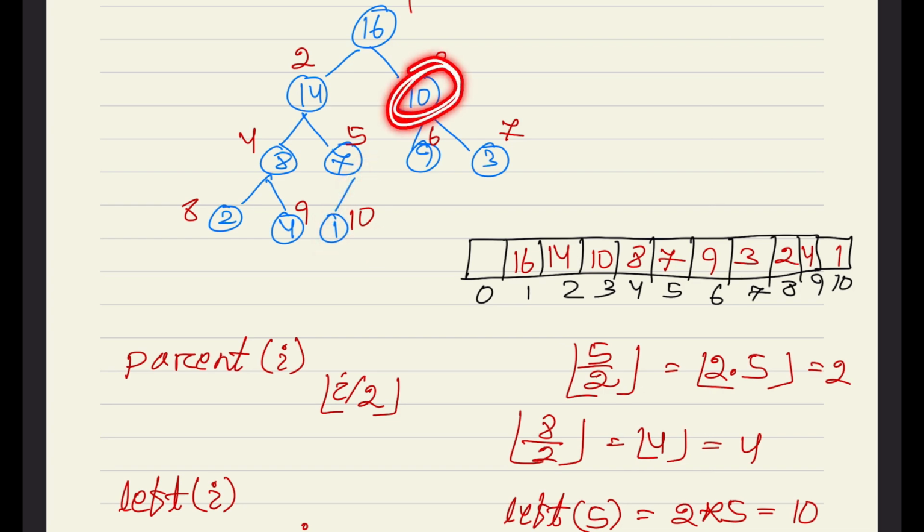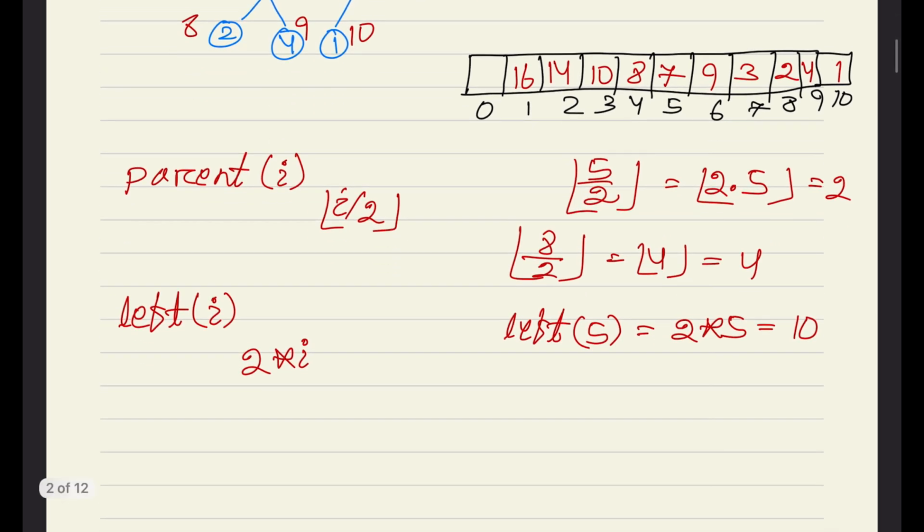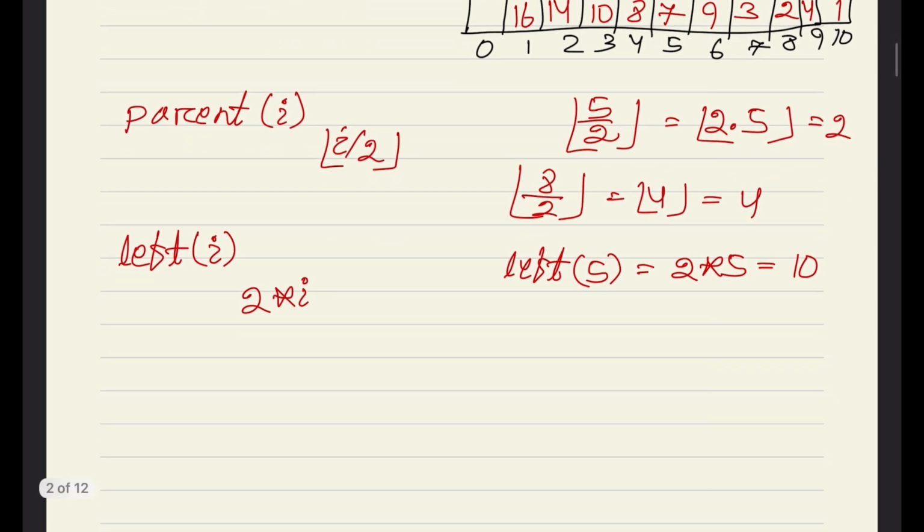Similarly here, if we want to find its left child, its index is 3. So 3 into 2, so 6. Similarly, if we want the index of its left child, its index is 2, so the left child index is 4. Similarly for here, 4 into 2, 8. And if we want to find the right child of a node that is at index I, we can write 2 into I plus 1.